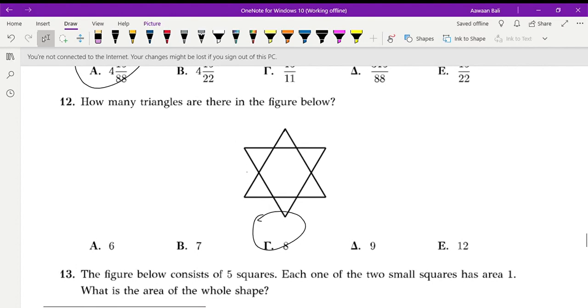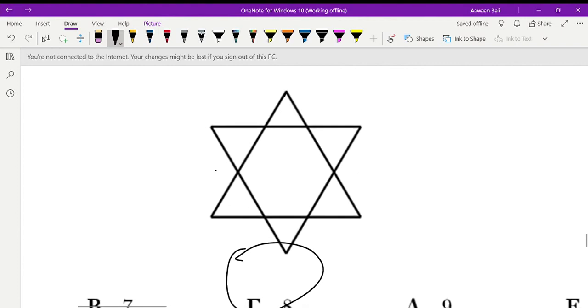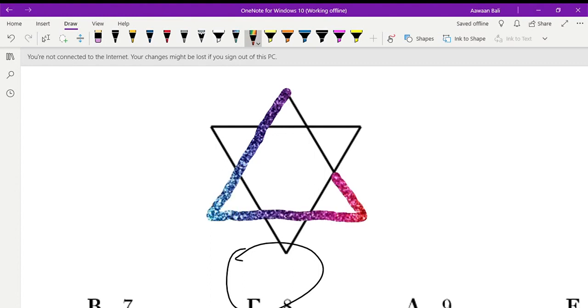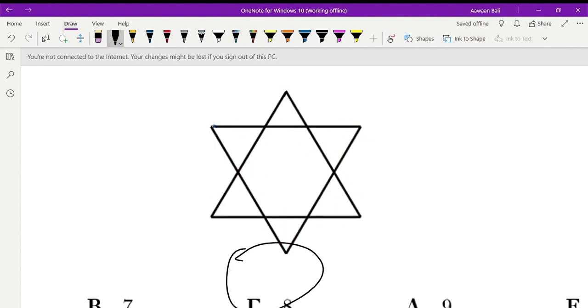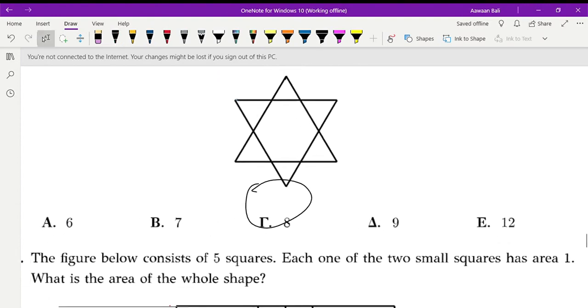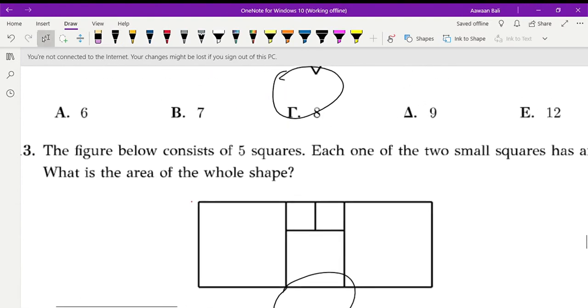Question number 12. How many triangles are there in the figure below? If you look at this figure, you can instantly see there's 1, 2, 3, 4, 5, 6 equilateral triangles. However, there are more hidden equilateral triangles in this. If you look carefully, there's one here, and there's one here. And these two triangles basically make the whole figure. So you can say there's two more, and if you count, you can only find 8. There's no more or less, so we can say that's gamma, 8.